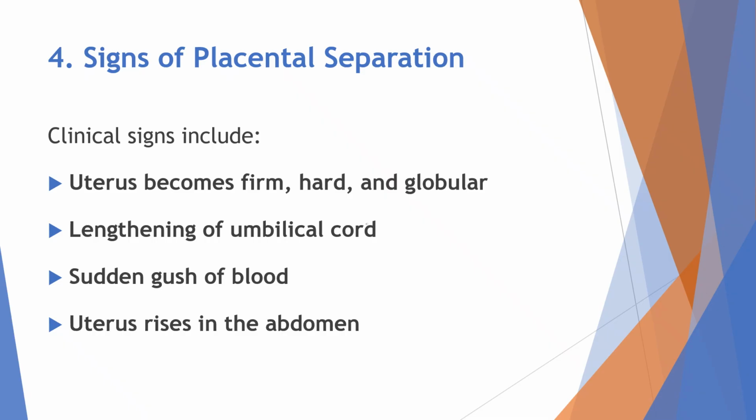Now we will learn about the signs of placental separation, which help us know that the placenta has separated from the uterine wall. One of the first signs is that the uterus becomes firm, hard, and globular in shape due to strong contraction and retraction. This change can be felt on abdominal palpation. Another important sign is the lengthening of the umbilical cord, which happens because the separated placenta moves down into the lower uterine segment or vagina.